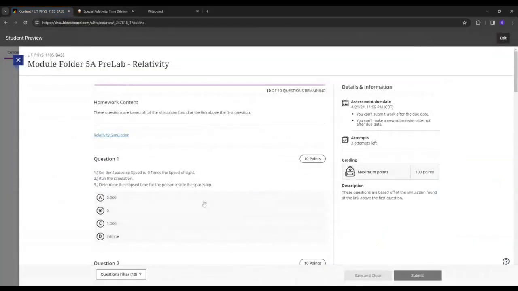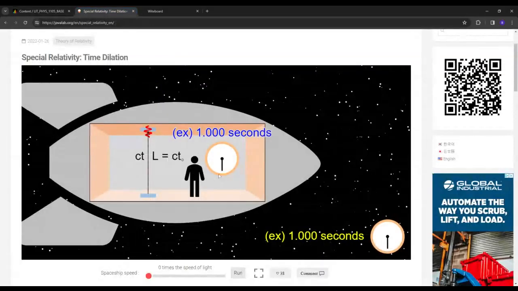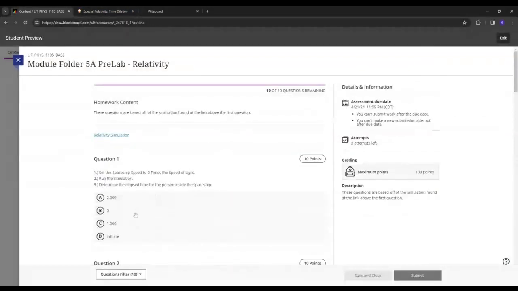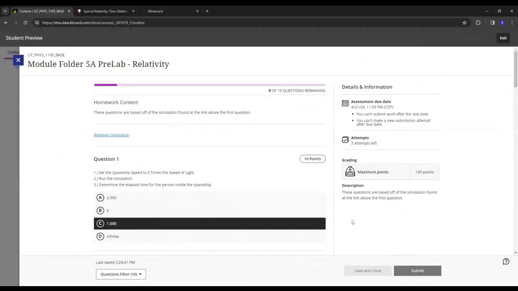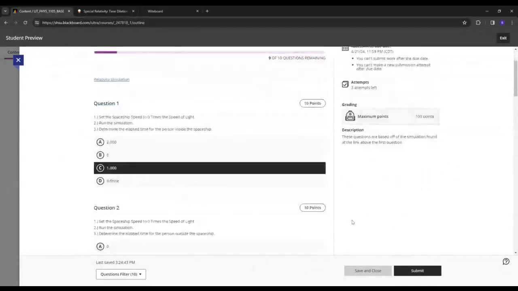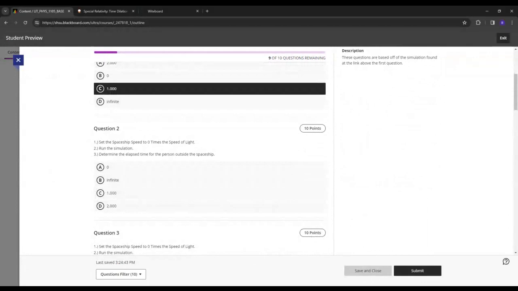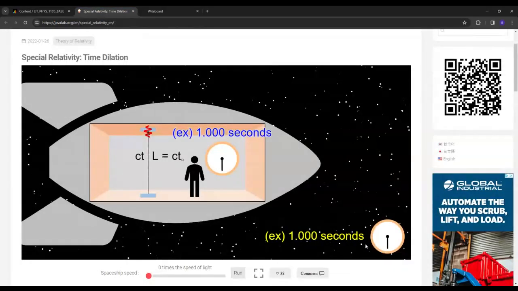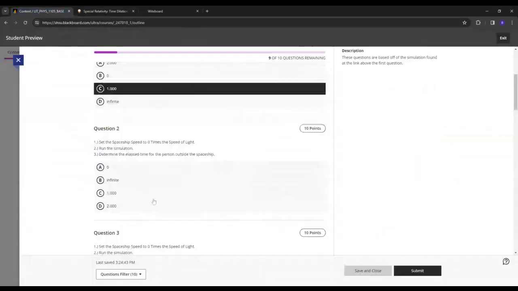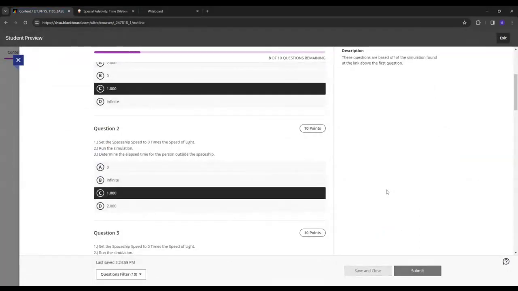So let's read the question. Determine the elapsed time for the person inside of the spaceship. Look, it says here we had the clock go around 1 second. It's kind of a weird clock, but we're not going to talk about that right now. Then question 2. Same thing, 0 times the speed of light, run. Well, we already did that. Determine the elapsed time for the person outside the spaceship. Okay, outside the spaceship is also 1. So there we go.